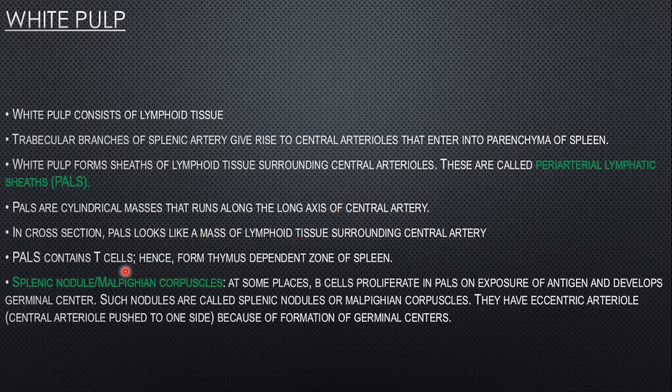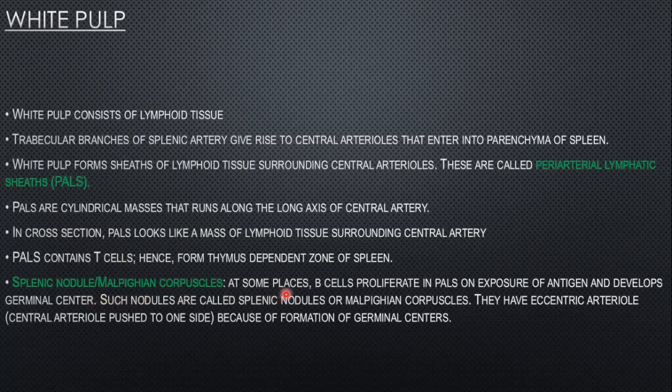Now, the T cells, remember, originate from the thymus. So the periarterial lymphatic sheath is the thymus dependent zone of the spleen. In an MCQ, it can be asked, which is the thymus dependent zone of the spleen? So remember, it is the periarterial lymphatic sheath. Now, we also have the splenic nodules or the Malpighian corpuscles.